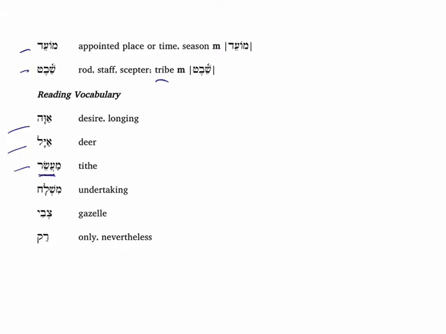Notice what we have here. We know the number asar, 10. So maaser is one tenth, a tithe. Mishlach, an undertaking, a task, a project or a job. Notice the root shalach, to send. The idea is like a mission, a task. Tzvi is a gazelle, and rak, just a particle meaning only or nevertheless.